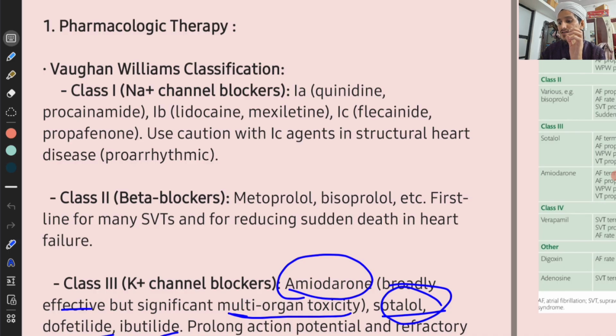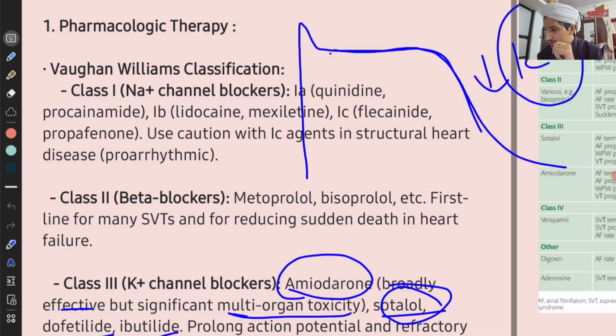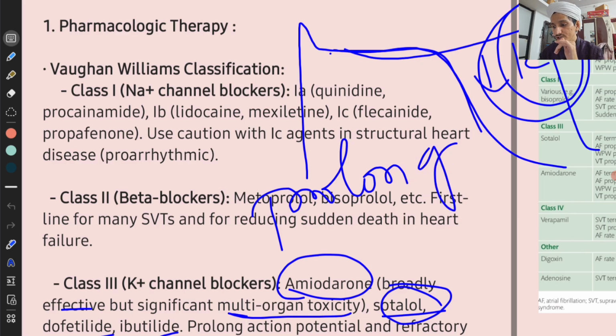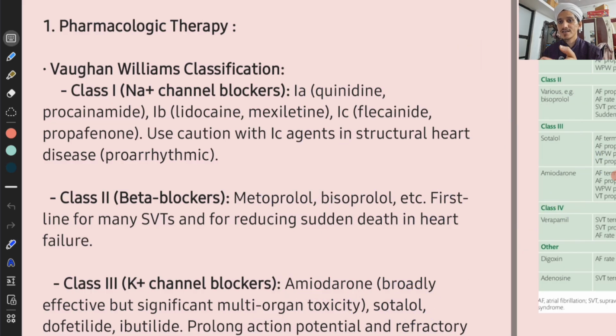Remember the cardiac action potential: the repolarization phase is caused by potassium, so you are blocking the potassium channels. You will prolong the repolarization phase as well as the refractory period. So you will prolong the QT interval, because the QT interval signifies the repolarization phase. This is a bad thing because it can trigger Torsades de pointes.